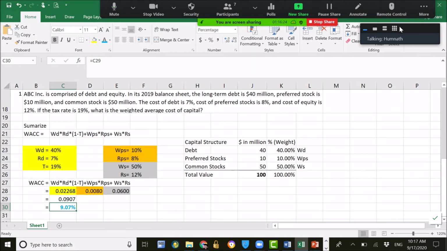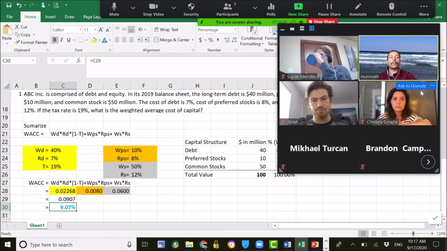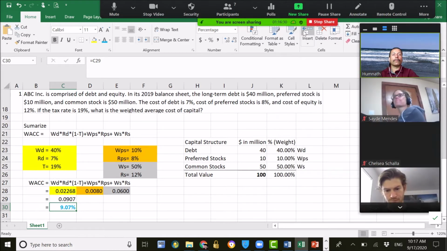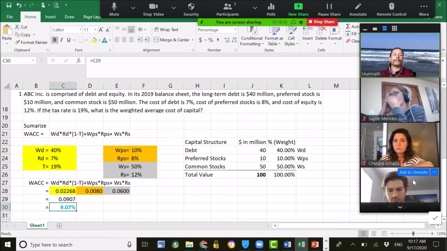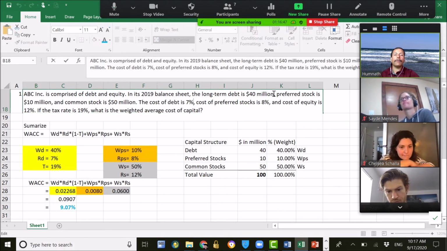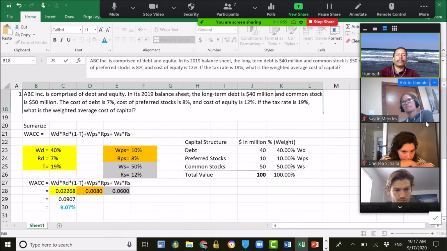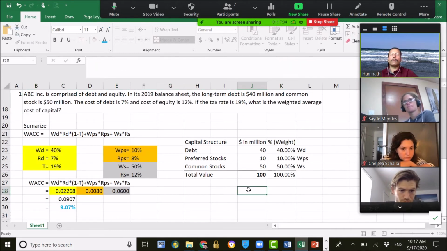Okay. Question. Well, then I have a question for you, and any of you can answer my question, okay? What if we have no preferred stock? Let me remove this part. If we have no preferred stock, what do you do? How do you solve this problem? What is the answer?